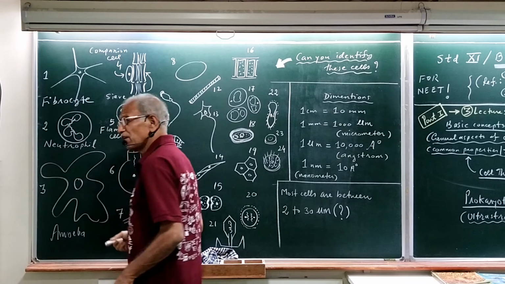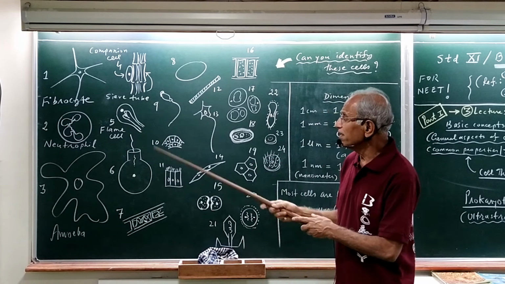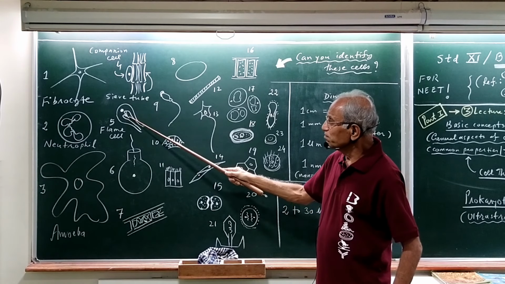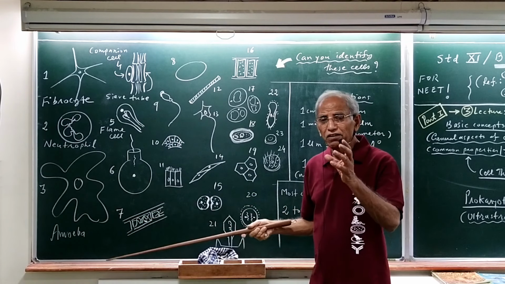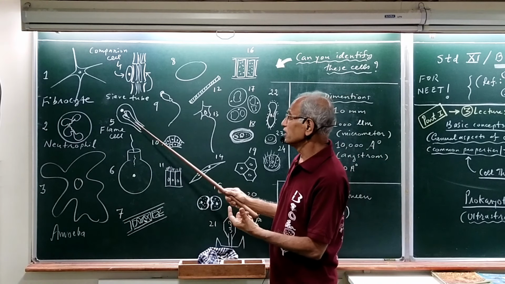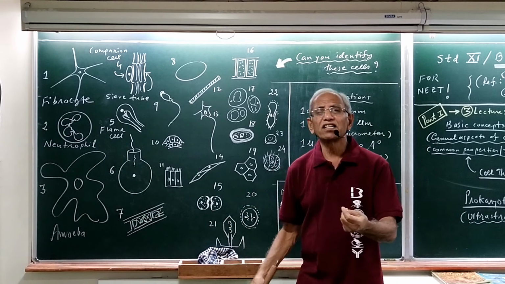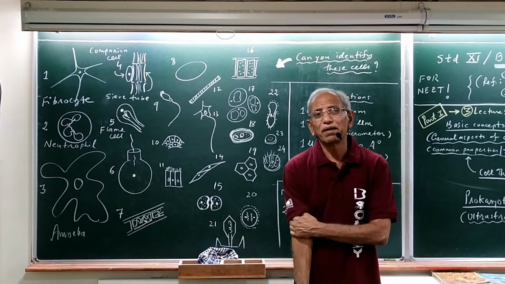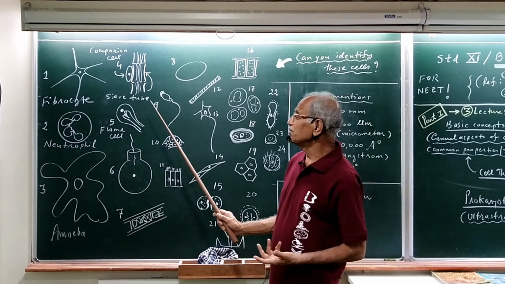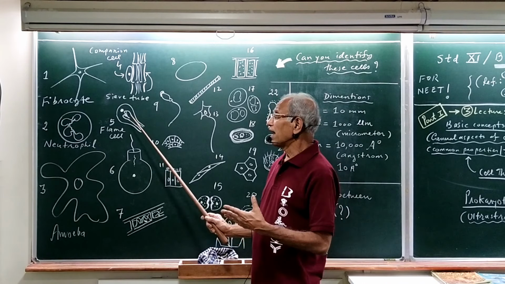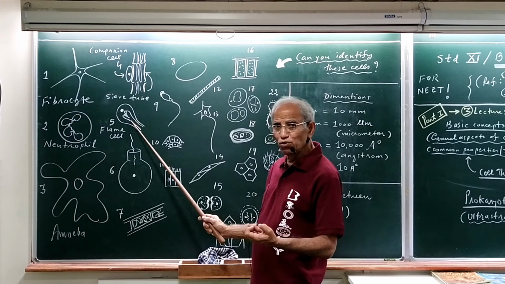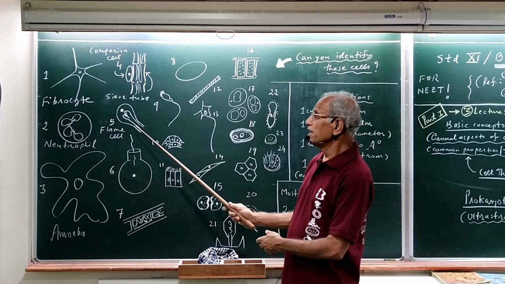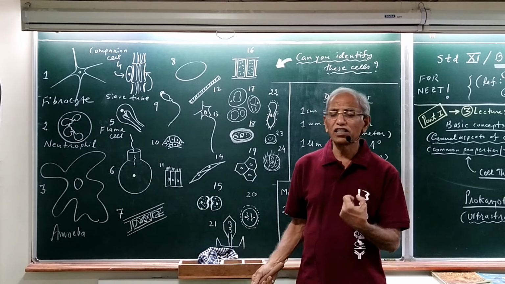It's looking like a flame. Can you see? This is a bunch of cilia, and it flickers, and so it is called a flame cell. This is an excretory structure in the platyhelminths, the tapeworm and the liver fluke. That's the platyhelminth group in which there are excretory cells which are called flame cells.